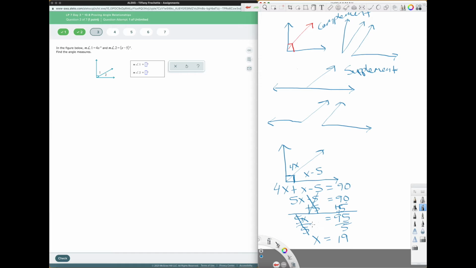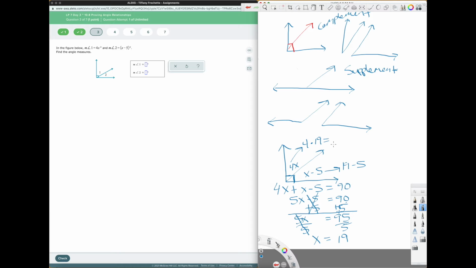That's not one of my answers. Neither one of these is just x. So I need to go back over here and say, okay, well, it's 4x, so it's 4 times 19. And this guy is 19 minus 5. So I need to work both out because they want to know what is angle 1, what is angle 2. I needed x to figure that out. But x is not one of the answers I'm going to type in. So be careful about what it's asking you. Make sure you're paying attention to that.